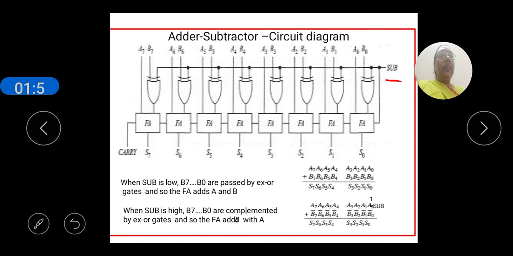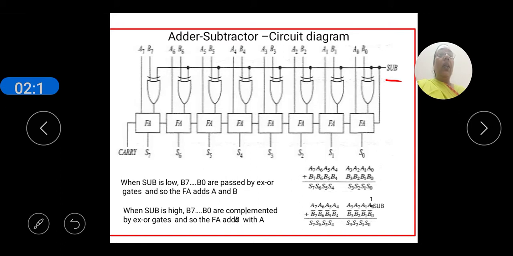Then to the first full adder, sub is given as the third input, and for the second full adder, the carry out of the first full adder is given as input. For the third full adder, the carry out of the second full adder is given as input, and so on. From the last full adder, carry is taken out.